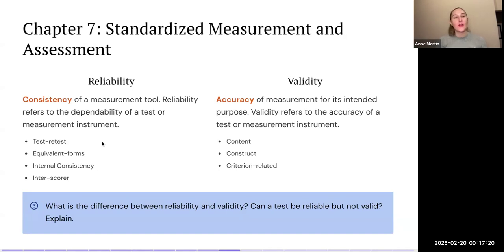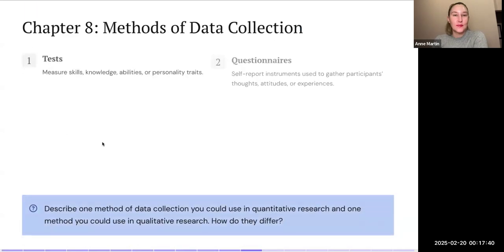So think about the difference between reliability and validity, and is it possible for a test to be reliable and not valid, and what would that mean? And if anyone is thinking of using a particular measure or assessment, if they're proposing a quantitative assessment, go ahead and share that as well.